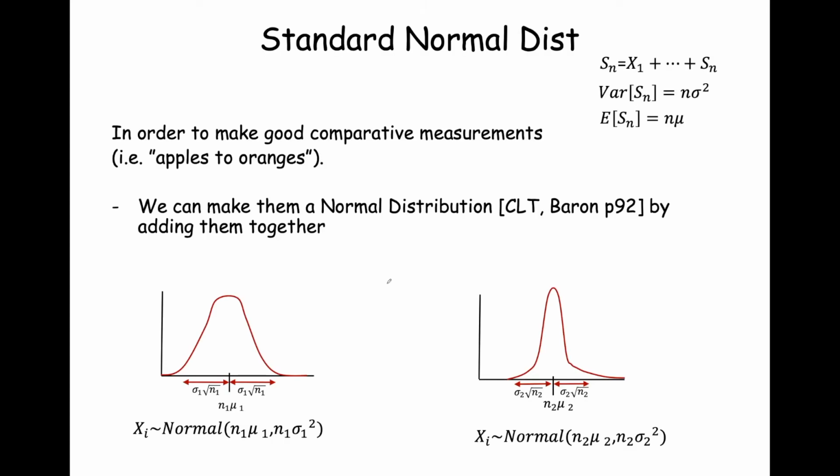We have our standard normal distribution, and at least I'm consistent here with my typos. That should be Xn. So we have our normal distribution, and we want to make good comparative measures. Let's assume we have samples from two drastically different distributions. The example we gave before was a Poisson distribution and an exponential distribution.